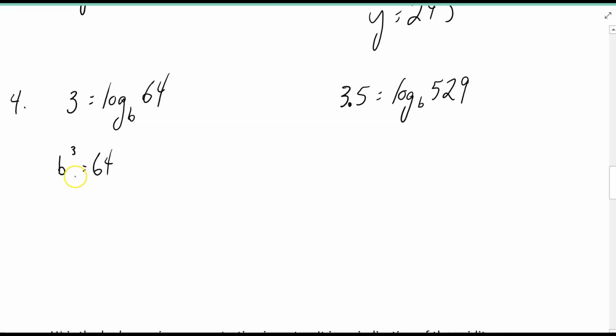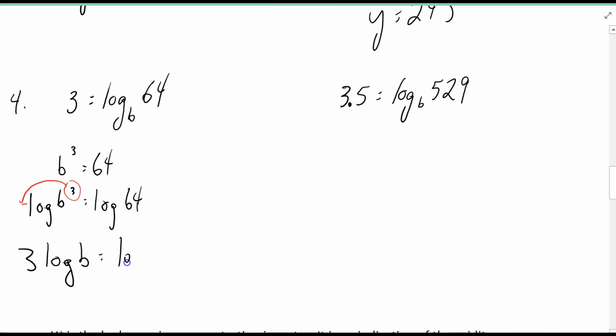Some base raised to the power 3 equals 64. Some of these you know in your head, but you need to know the process. So let's take the log of both sides. Log of b to the 3 equals the log of 64. It's an equation. We're just doing the same thing to both sides. So now this 3, I need to get it out of there. It needs to come this way. 3 log b equals log 64.